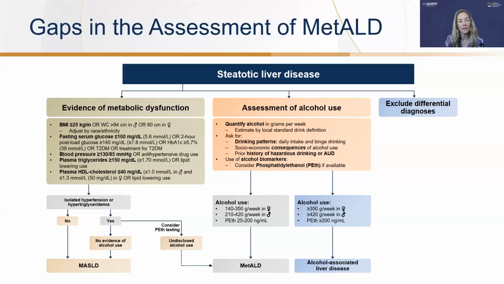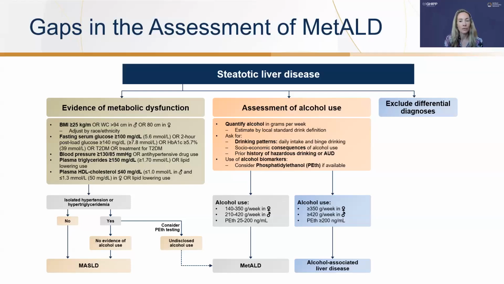And then keep in mind the limits here for alcohol use. Again, for MetALD, between 140 and 350 grams a week for women, or 210 to 420 grams per week in men, which corresponds to a PEth between about 25 to 200. That would have the patient fall in the category of MetALD. When you're looking at levels of alcohol intake that are greater than that criteria, then that's going to be more associated with alcohol-associated liver disease.